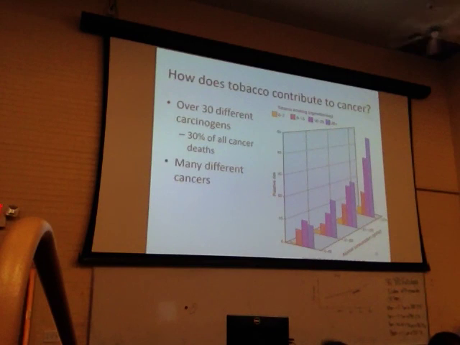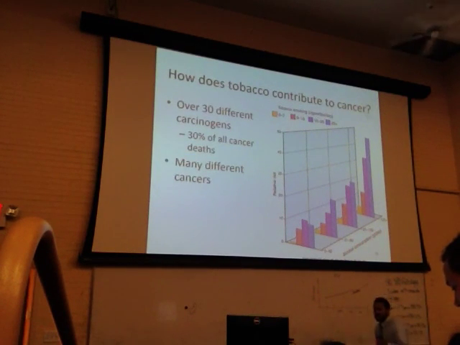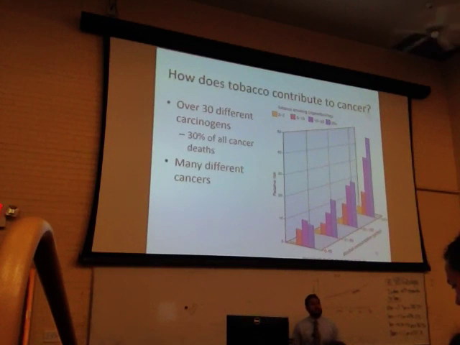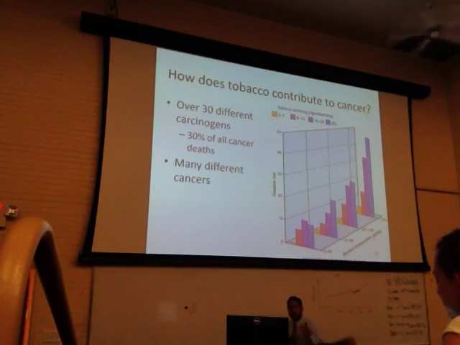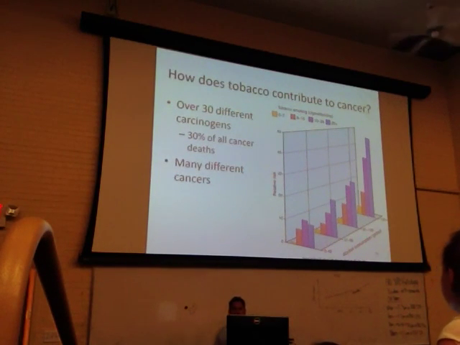If we look at tobacco and alcohol, both of these can be mutagens. Here's alcohol consumption down on this axis. Here's our relative risk, and then tobacco smoking and cigarettes per day. We have over 30 different carcinogens found in cigarette smoke. Okay? And 30% of all cancer deaths seem to be attributed to tobacco.